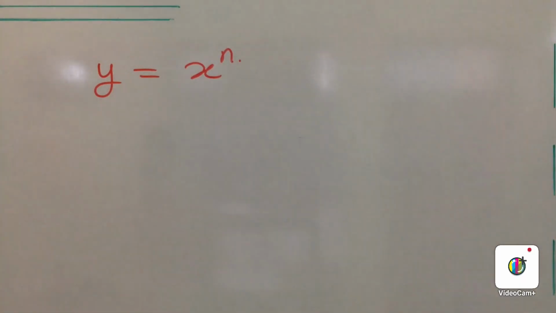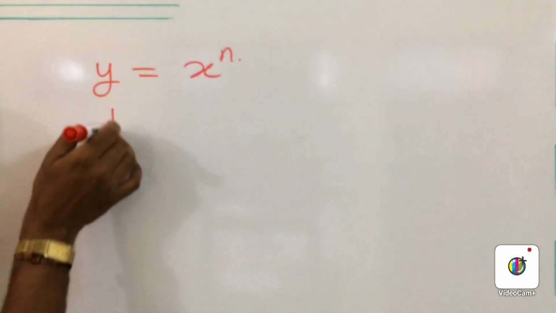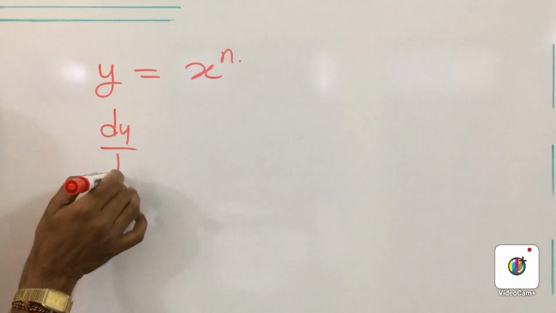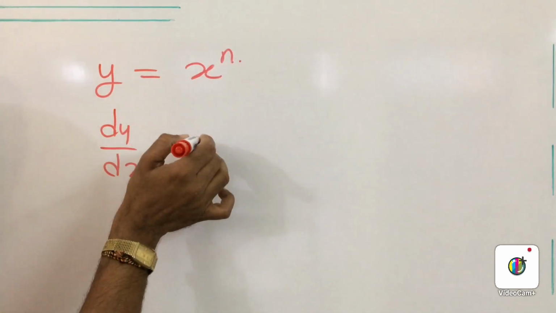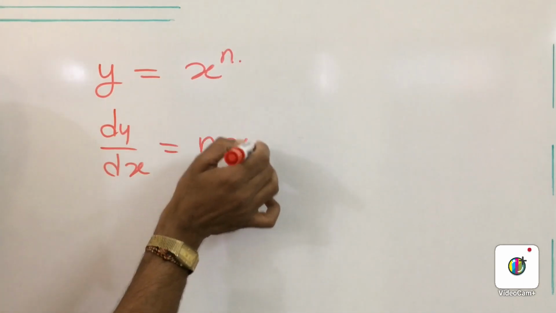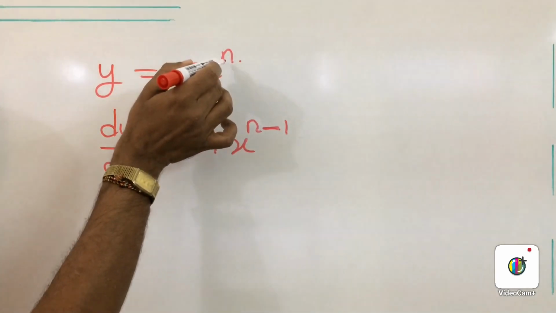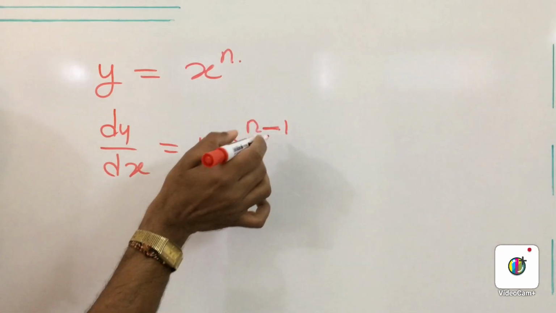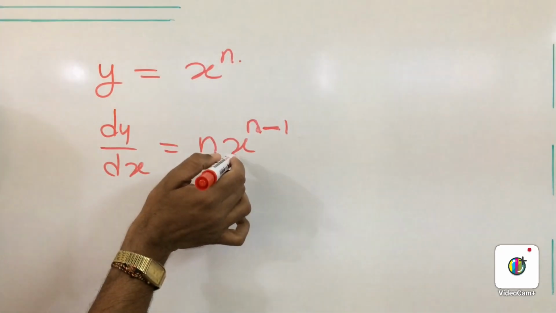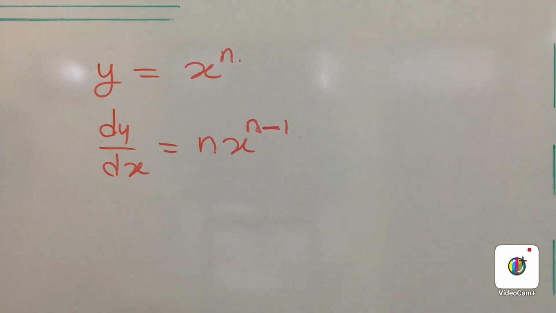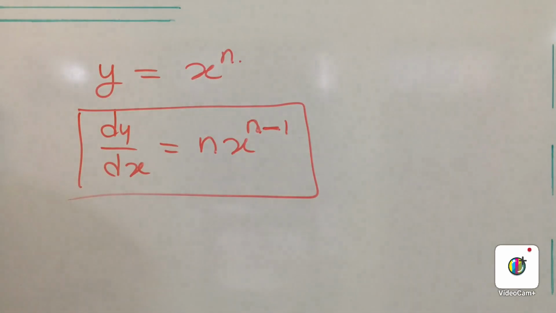Now we will see y equal x to the power n. When you differentiate this function, dy over dx equal, take the n in front of the x, n times x to the power n minus 1. You should subtract 1 from the n, it is n minus 1. So n times x to the power n minus 1. This is the important formula for derivatives.